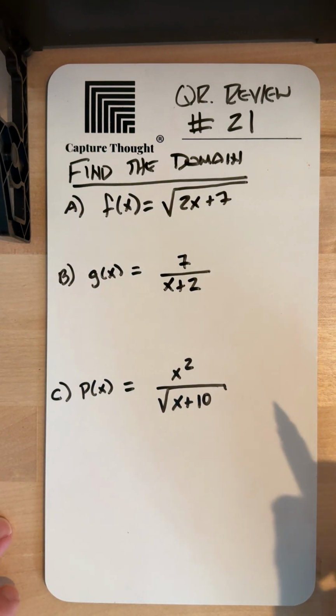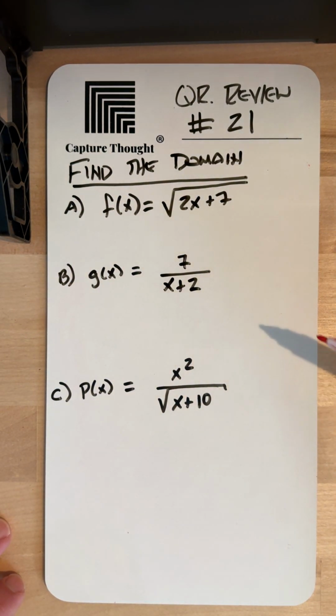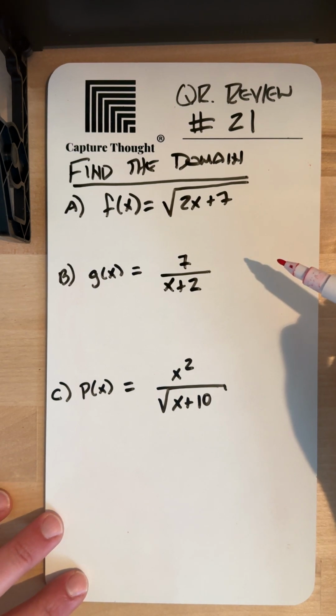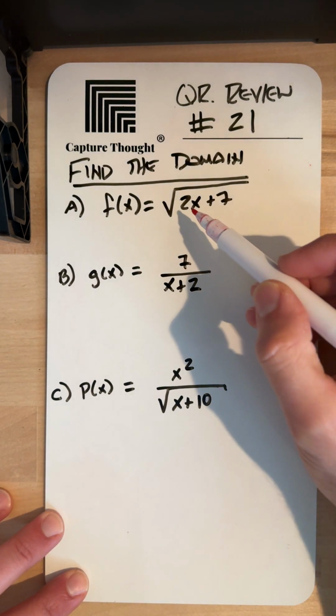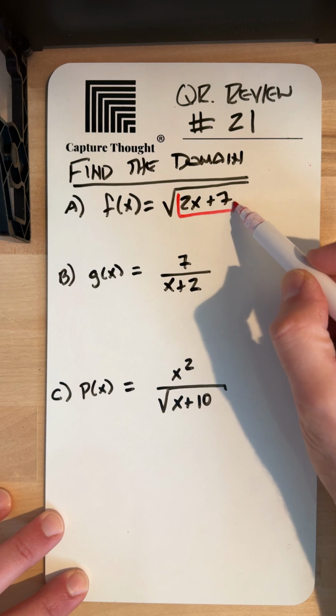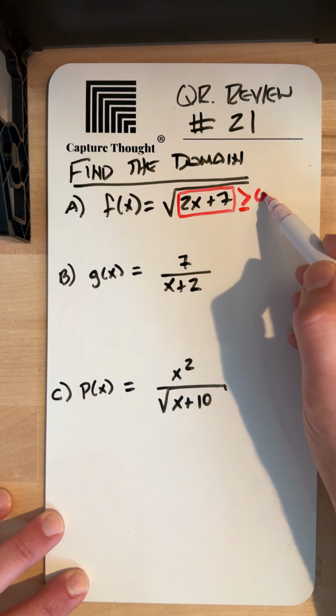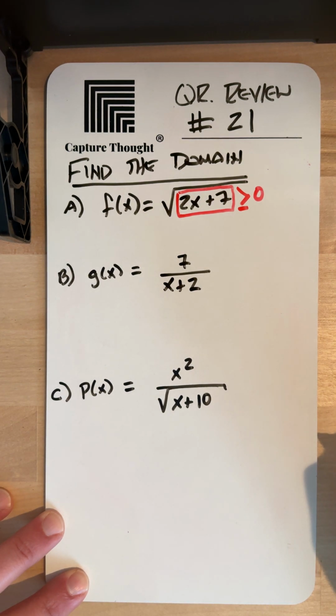So number 21 on the review is asking us to find the domains for each of these specific functions. And then it also wants us to write the domains using inequality or interval notation. So for the first one, we have a square root. The only thing you have to remember when we're taking the domain of a square root is that everything underneath the square root, whatever it happens to be, needs to be greater than or equal to 0 because we cannot take the square root of a negative number.